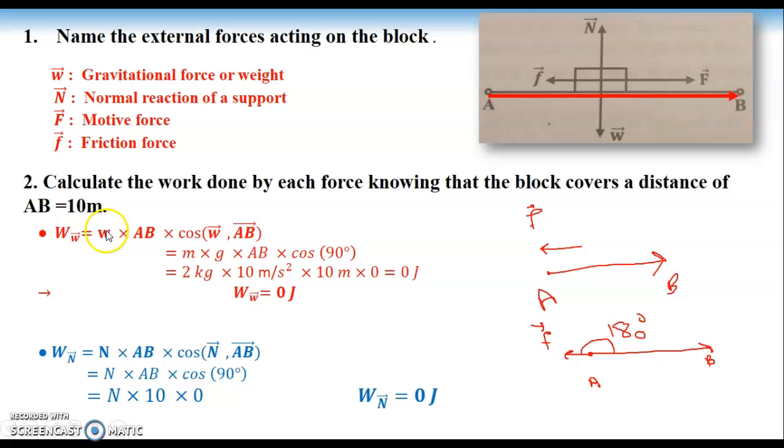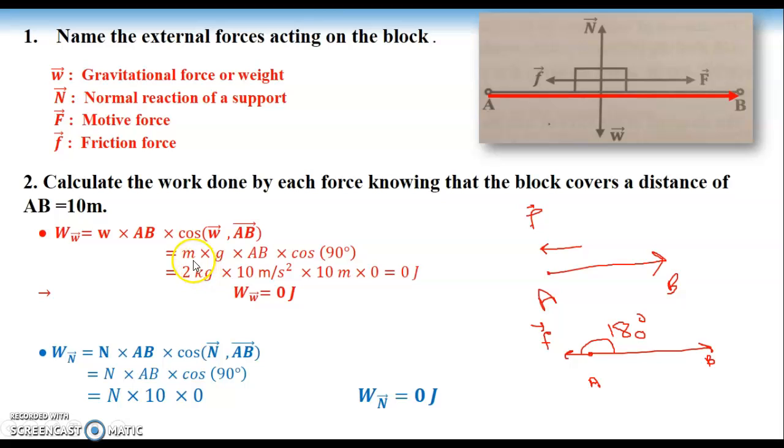The weight, you know from previous years, is equal to the mass times the gravitational acceleration, times AB times cosine 90. The angle between the AB vector and the W vector is actually 90 degrees. They are perpendicular to each other. That's why we say here cosine 90.